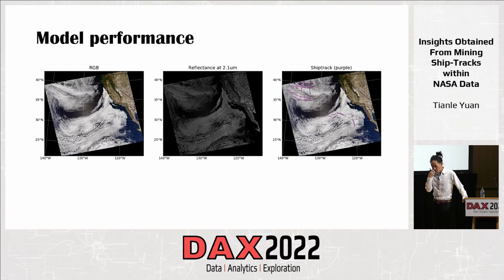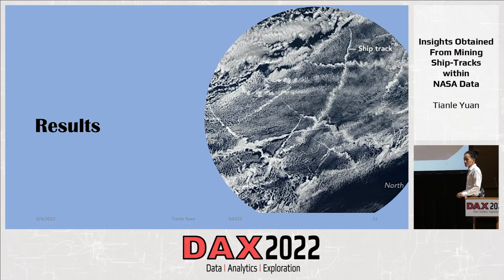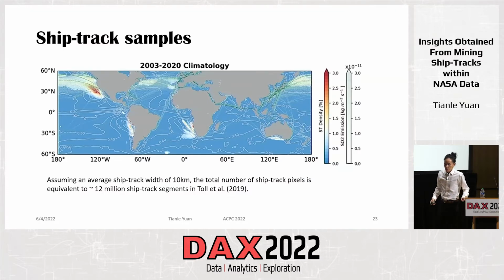And once we have that, we can apply the model to larger images like this, and so you get things like that. So then we can get to the results. This is kind of the first climatology. Here we get about 12 million samples of ship tracks.